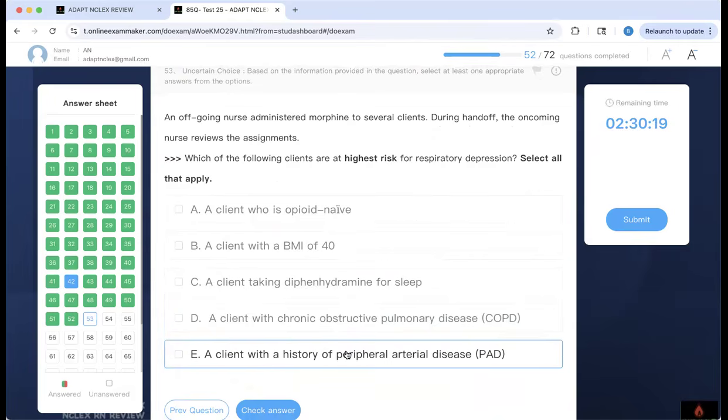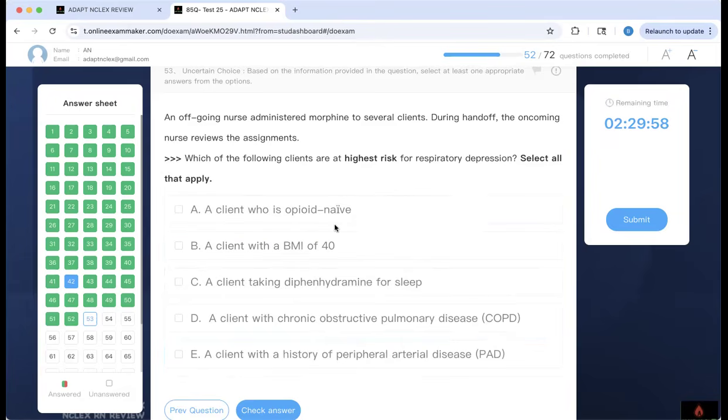An off-going nurse administers morphine to several clients. During handoff, the oncoming nurse reviews the assignment. Which of the following clients has higher risk for respiratory depression? Select all that apply. So I give morphine to a bunch of patients, and you come in. Who should you worry about may have respiratory compromise?